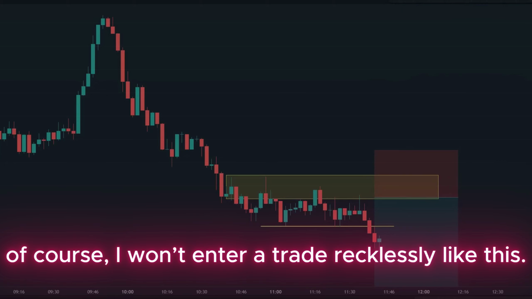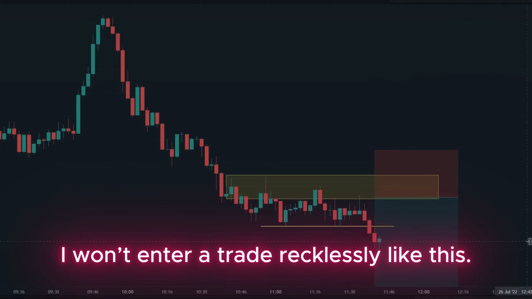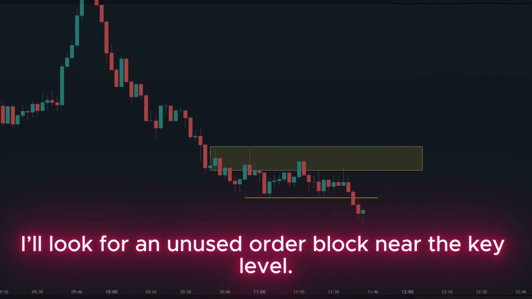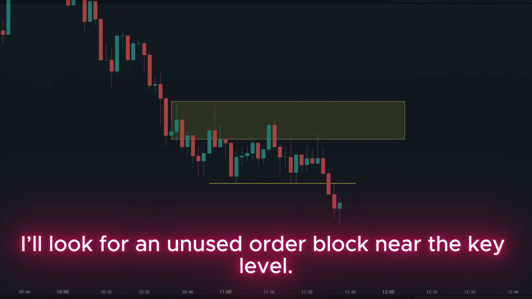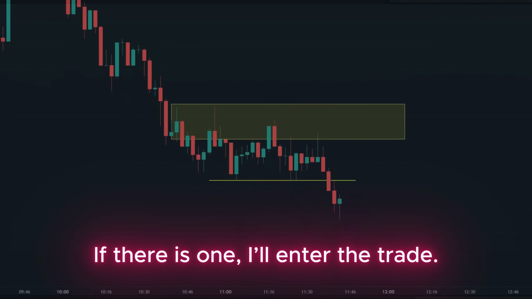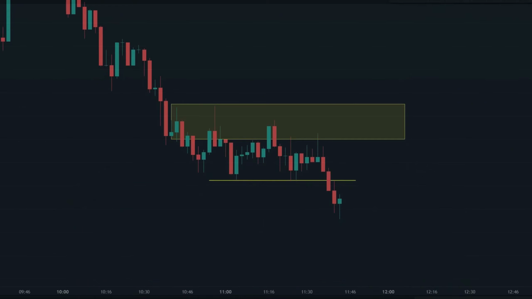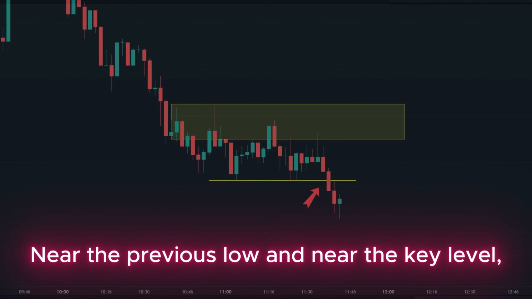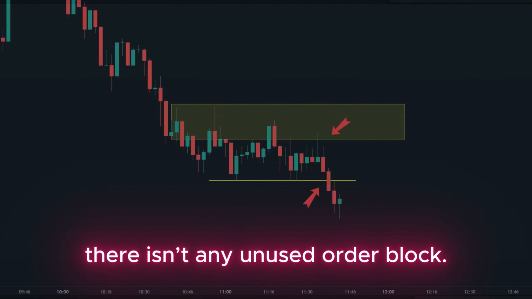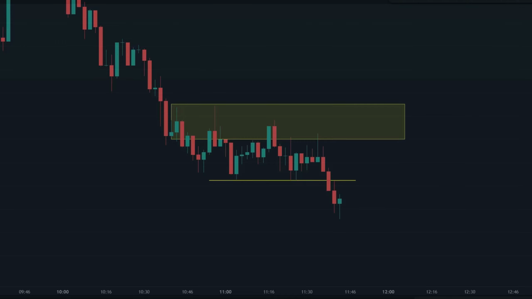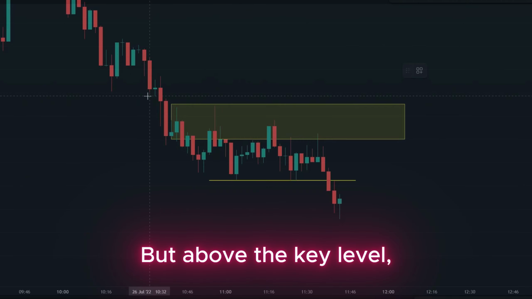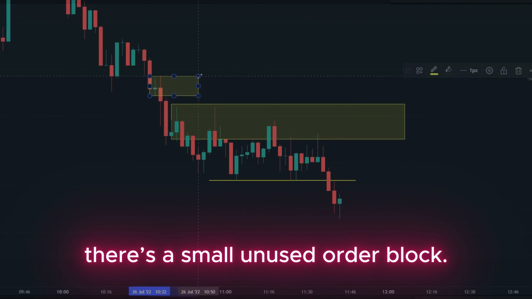However, of course, I won't enter a trade recklessly like this. I'll look for an unused order block near the key level. If there is one, I'll enter the trade. If there isn't, I won't enter. Near the previous low and near the key level, there isn't any unused order block. But above the key level, there's a small unused order block.